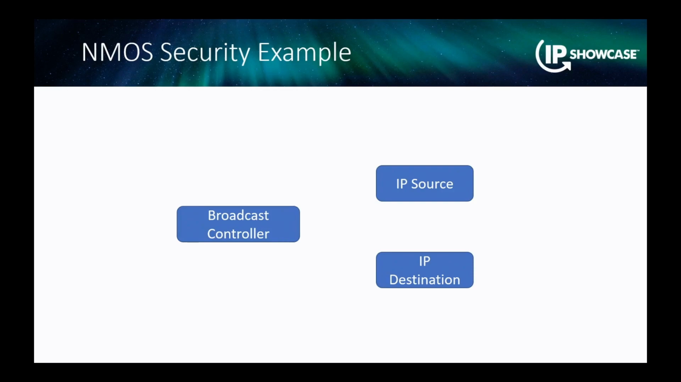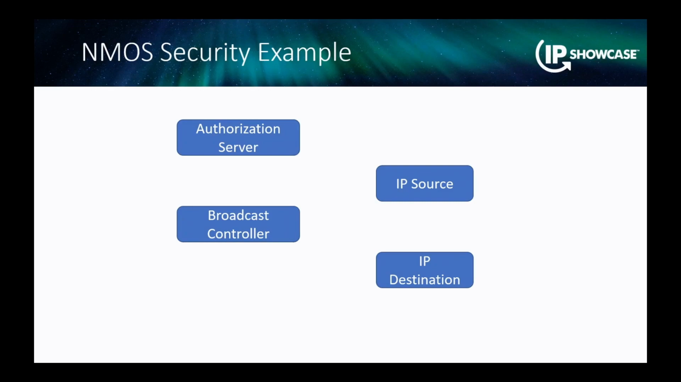So that's a lot of talking about how it works. Let's just show you a picture. It's a little bit easier to absorb. So I've got a broadcast controller. I've got a source and a destination. I want to send securely. I want to command data to go from the source to the destination.